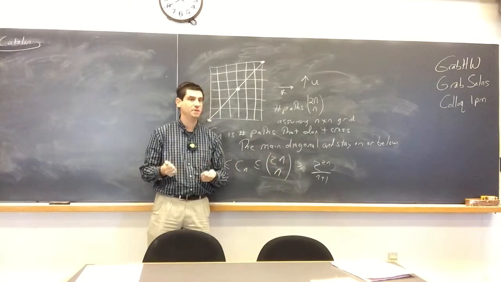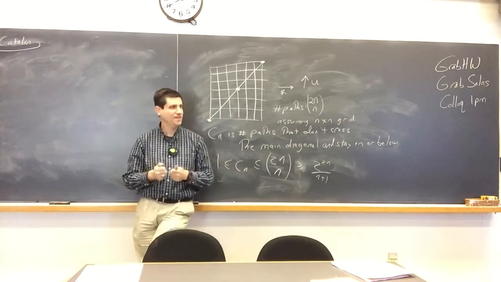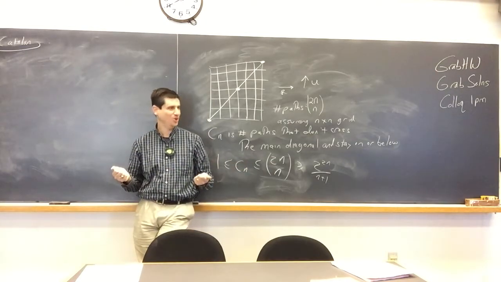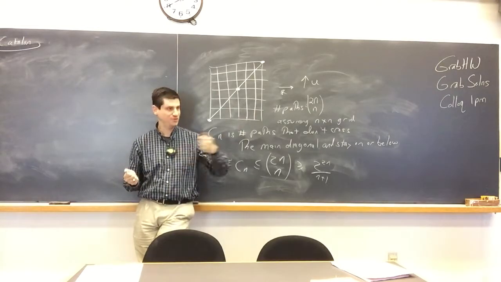Can two different paths have the same first hit? Yeah. Can one path have two different first hits? No. I can't first hit at 5 and also first hit at 12.